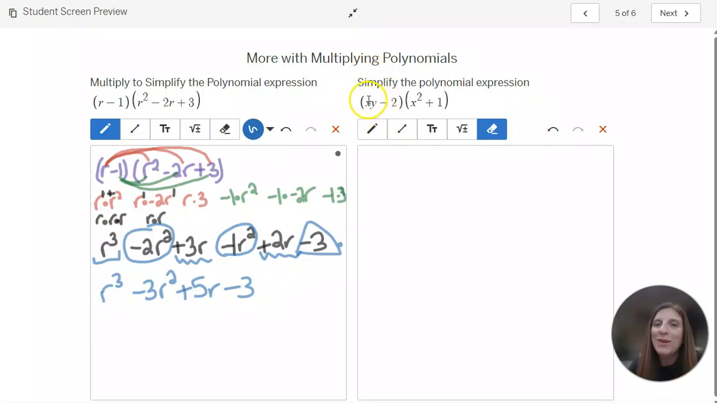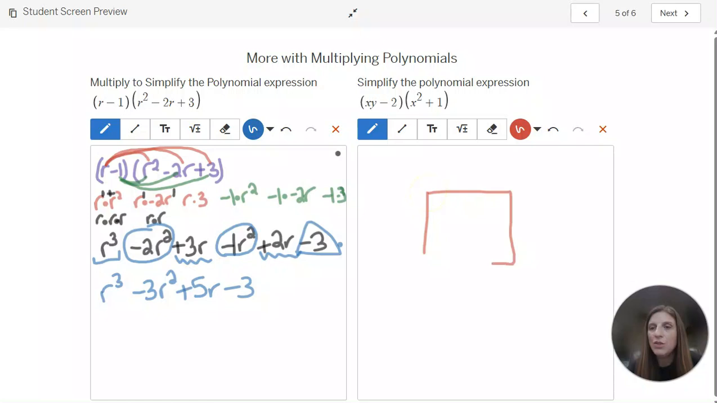All right, over here we have a binomial times another binomial. So when we multiply here in the tabular method or in the box method, we have to build a box the right size. Since this is a binomial, since there's 2 terms, and this one's also 2 terms, I'm going to need a 2 by 2 box.